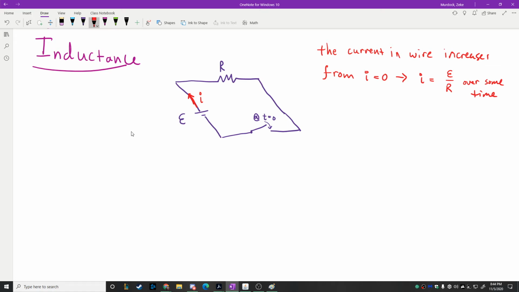But the thing to think about as a result of that is that this is going to create induction. It's going to create induction according to Faraday's law and Lenz's law. Because if the current in the wire is increasing, what does that mean about the magnetic flux through the loop itself? You have a changing magnetic flux. Is it increasing or decreasing? That's right, it's increasing. So magnetic flux through the loop is increasing.